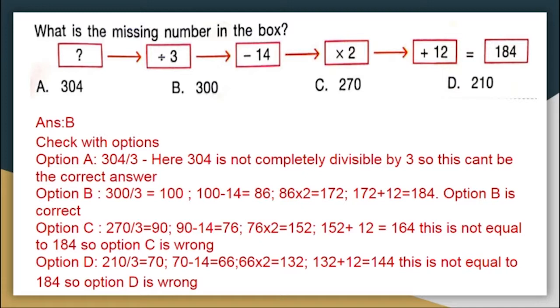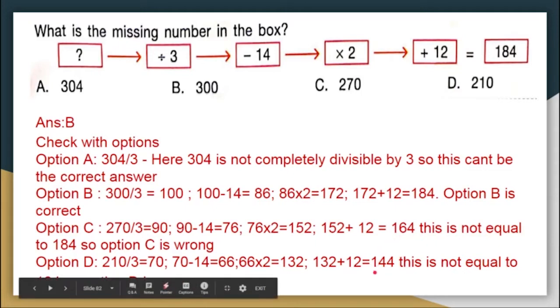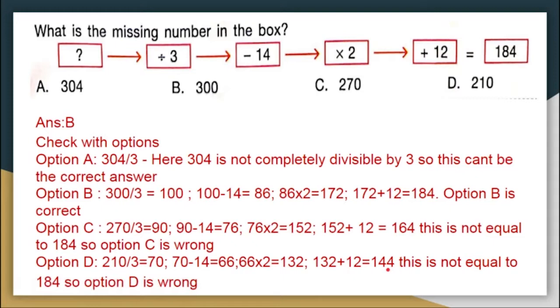Okay, but here if you see, I have solved option C and D also for your understanding. When you put option C and D, you can very clearly see that the answer that you get is not equal to 184. That is why those options are wrong. But in the examination, once you get that the answer is option B, you need not waste your time checking option C and D. Move to the next question. The correct answer here will be option B. So in such questions, the best approach to follow is to check with the options given.